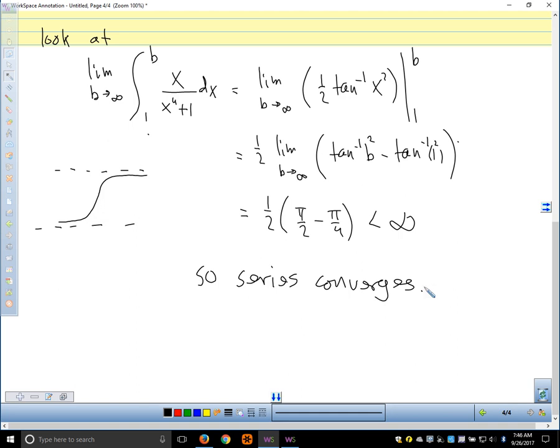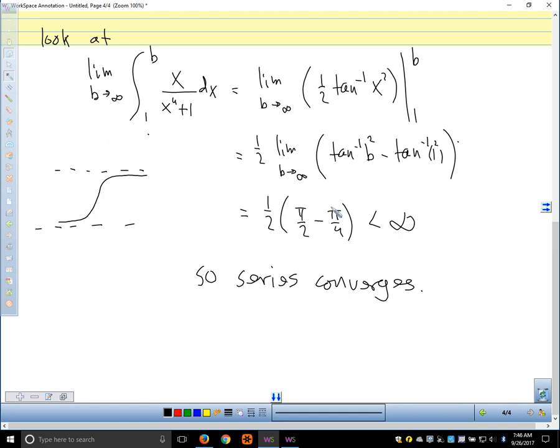What if your function was like sine instead of tan inverse? It would oscillate. Well, it would be somewhere between positive 1 and negative 1. Could you still say it converges? Yeah, because that's a finite value. As long as it's not infinite, as long as it's a finite value, it converges. You would just write that as a finite value, between negative 1 and 1.